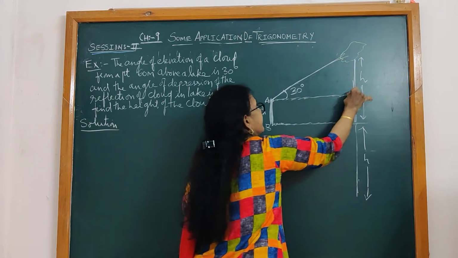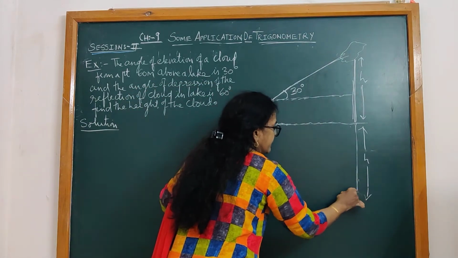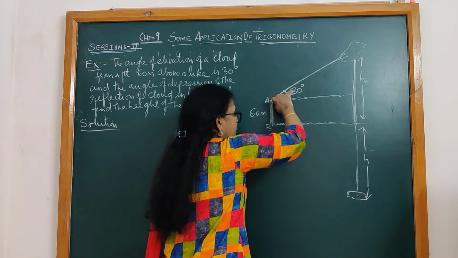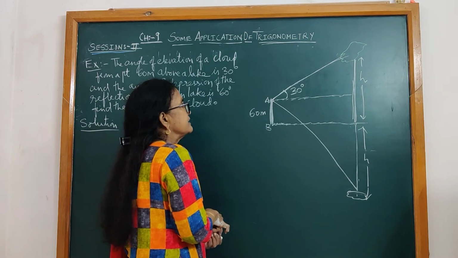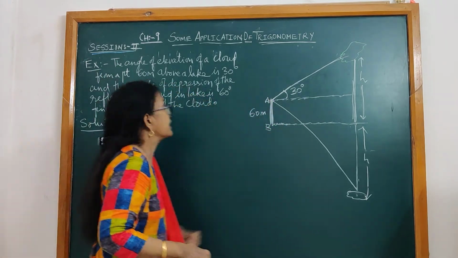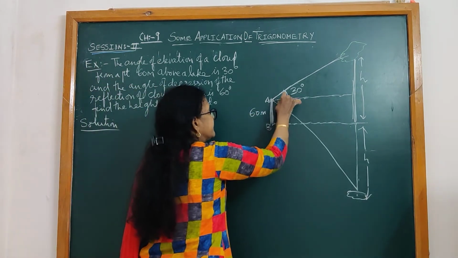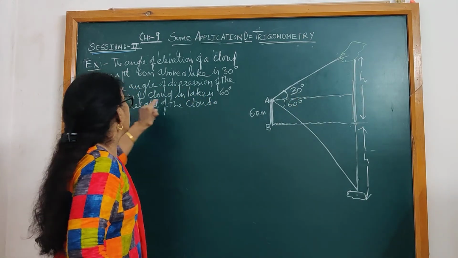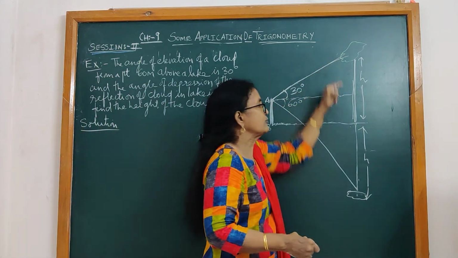So it is just becoming a right triangle. Now you are looking at the cloud, here the reflection is there. This is the reflection. So you are looking from here, you are looking at this. Clear? So this is the angle of depression. From this point you are looking at the bottom. So the angle of depression of the reflection of the cloud in the lake is 60 degrees. Find the height of the cloud. You want to find out this height.